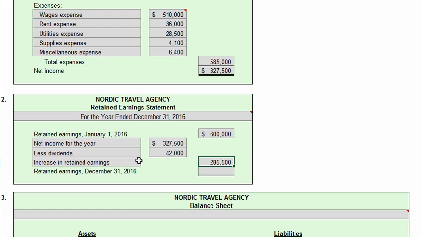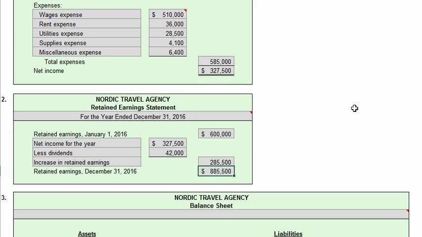Since that's an increase, we'll add it to the beginning retained earnings balance. Of course, had it been a decrease, we'd subtract it. Had this been a net loss, we'd add together the net loss and the dividends. But I think you see how that would work. Okay, so we'll take our increase in retained earnings, add that to the beginning retained earnings balance. So we've got $600,000 plus $285,500. That gives us retained earnings at December 31, 2016 of $885,500.